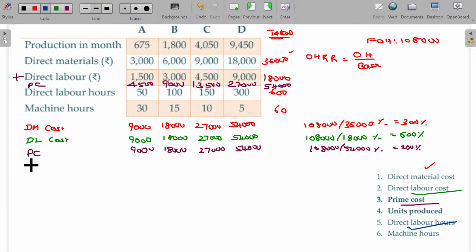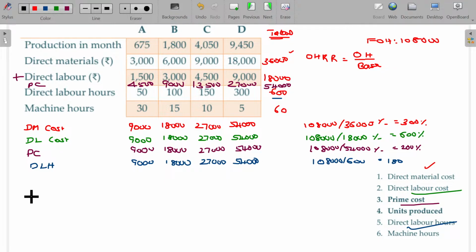And the fifth one is all about direct labor hours. Units I will guide you later on. So under direct labor hours, how many hours are there? 1,08,000 rupees is the overhead, divided by 600 hours. It means for every hour, tell me, 180 rupees per labor hour. A consumes 50 hours, so 180 into 50. Overhead recovered for A is 9,000, here 18,000, here 27,000, here 54,000. Surprisingly, both are matching.